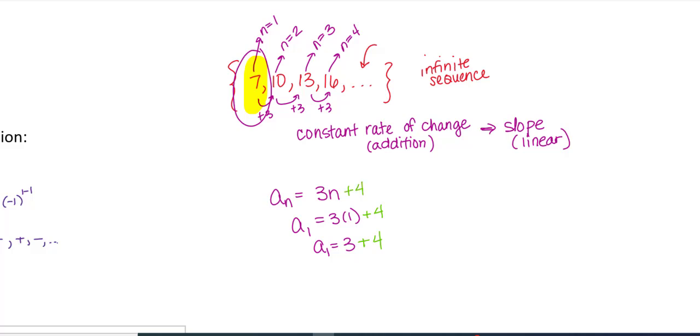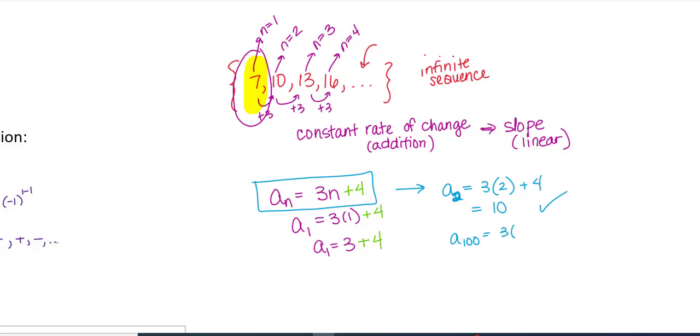So let's try our pattern and see if it works for a sub 2. So if this is my pattern that I think will hold true or my formula, well, then if n is 2, so a sub 2 is 3 times 2 plus 4, or 10. Yep, that's exactly my second term. So if I wanted to find a sub 100, it's just 3 times 100 plus 4. So my 100th term is 304. Okay, so there's my overall pattern.